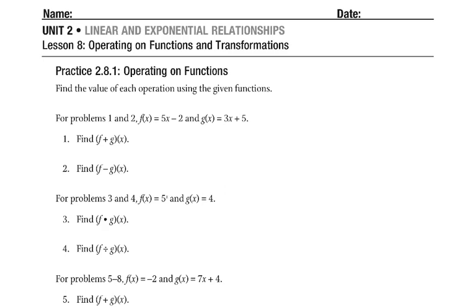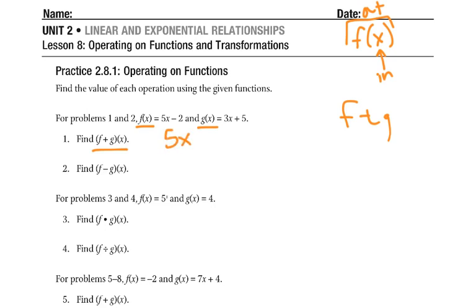Math 1, Practice 2.8.1, Operating on Functions. So, we're going to take more than one function, and add, subtract, multiply, and divide them to create a new function. Okay? So, remember our function notation, right? That would be your input, the whole thing is your output. Okay? So now, when you see notation like f plus g of x, that means you're taking function f and adding function g to it.